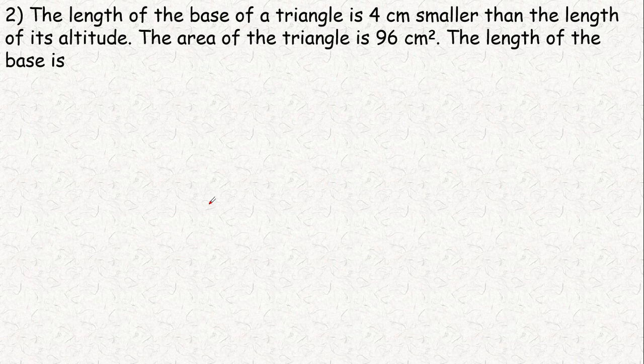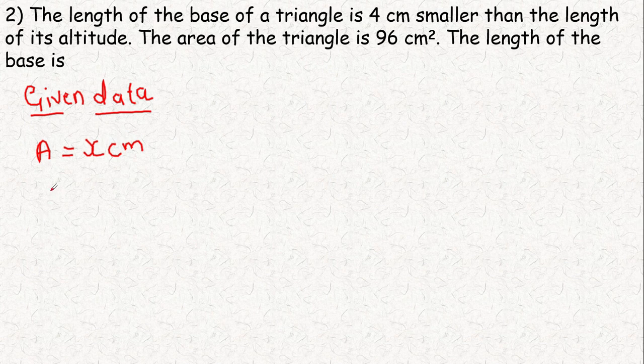The length of the base of a triangle is 4 cm smaller than its altitude. Let's take the given data. The given data is that the length of the base of the triangle is smaller than the length of its altitude. Here the base is 4 cm smaller than the altitude. If you don't understand the problem, read it twice or thrice, then you'll easily understand the question. If we consider the altitude to be x cm, then the base is x minus 4, because it's 4 cm smaller than its altitude.